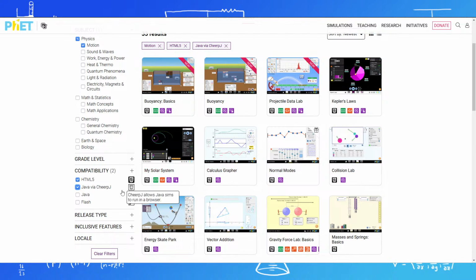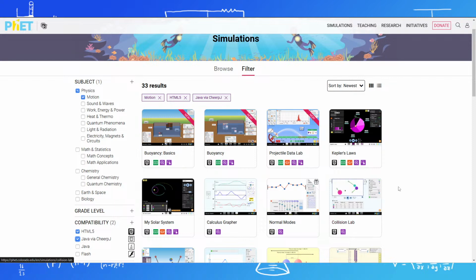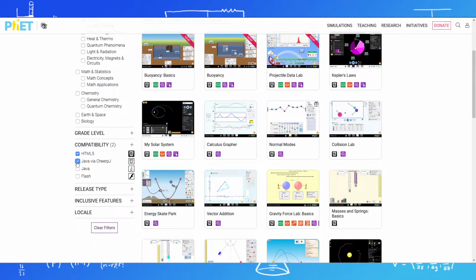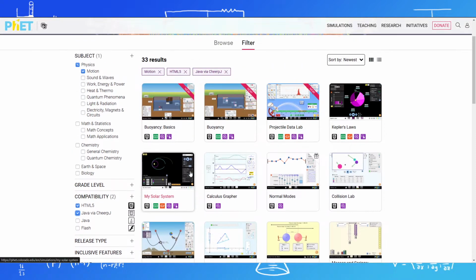But they're kind of outdated. They were written in Java, and all of their new ones are in HTML5, so some of their old Java ones have been updated into a browser-compatible version in ChirpJ. So you want to make sure that box is also checked. If you're looking for something that I show off and you're struggling to find it on PhET, probably the reason is because you don't have this box checked. I don't know why they don't just have it checked by default, but now you know.